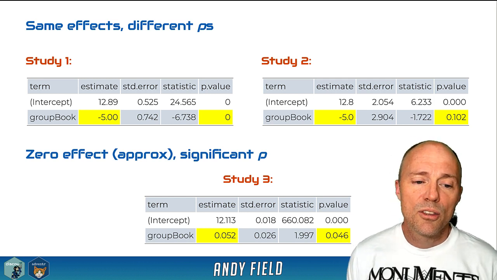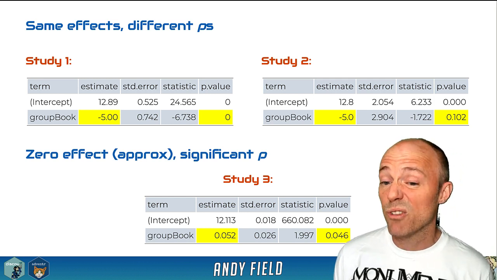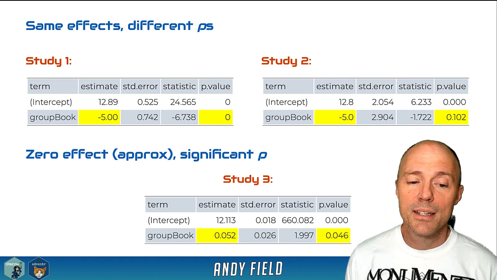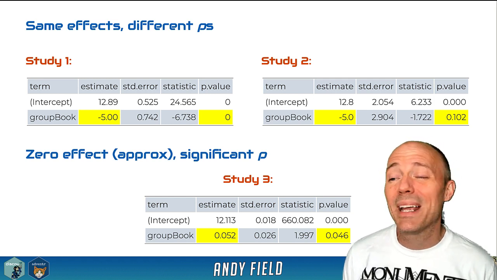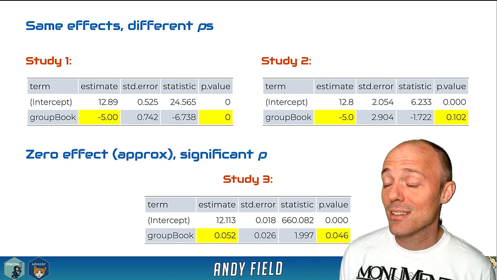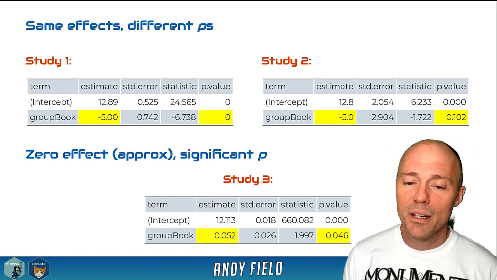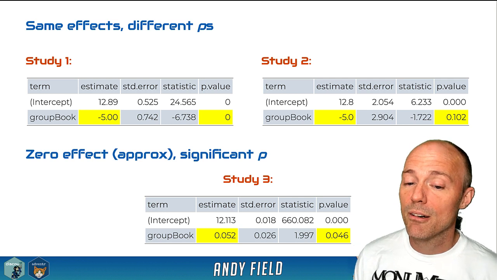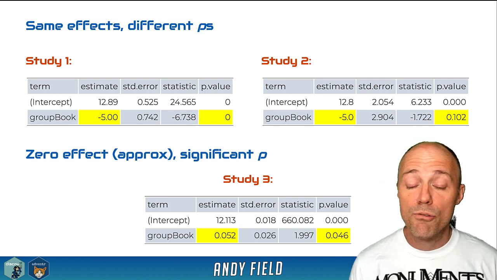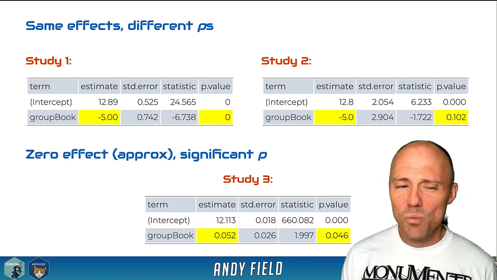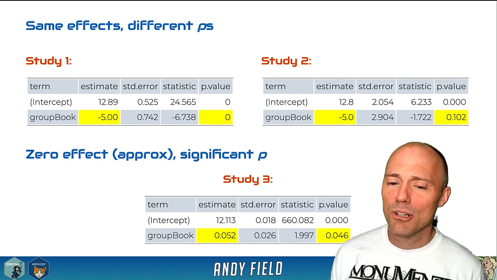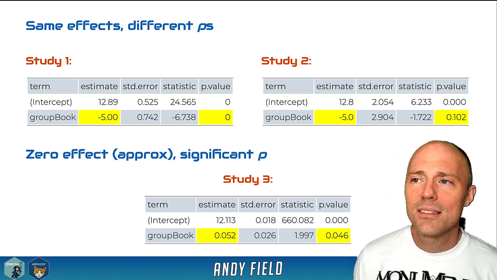We've got study 3, we have a 0 effect roughly. So the size of the parameter is 0.052, so it's basically 0. There's basically no difference in self-esteem between the book condition and the teddy bear condition. But if we look at the p-value, it's 0.046. It's below our 0.05 threshold. It is significant. So that's weird. We've got basically no difference between the groups, but that's coming out as significant. So why is that?